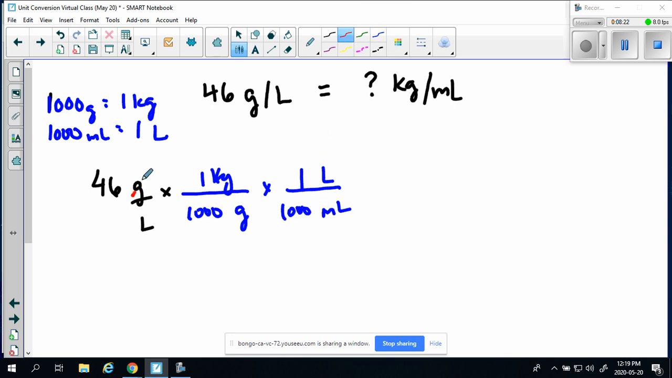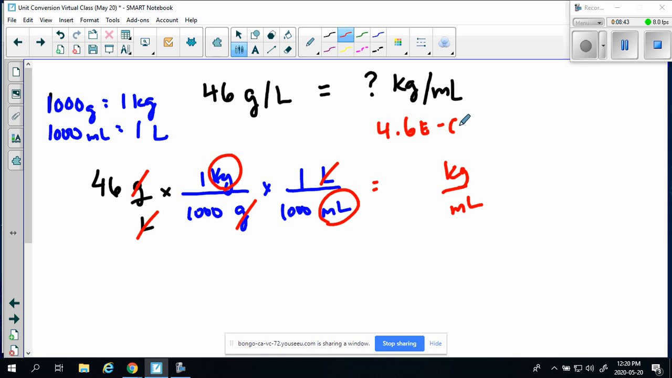Let's see. Grams in the top, grams in the bottom. Liters in the top, liters in the bottom. I'll be left with kilograms and milliliters. Is that what I wanted? Yes. So kilograms per milliliter. Let's see. 46 divided by 1,000. Divided by 1,000 again. I am getting 4.6 e negative 5, but I am not going to write that. I am going to write 4.6 times 10 to the negative 5 kilogram per milliliter.